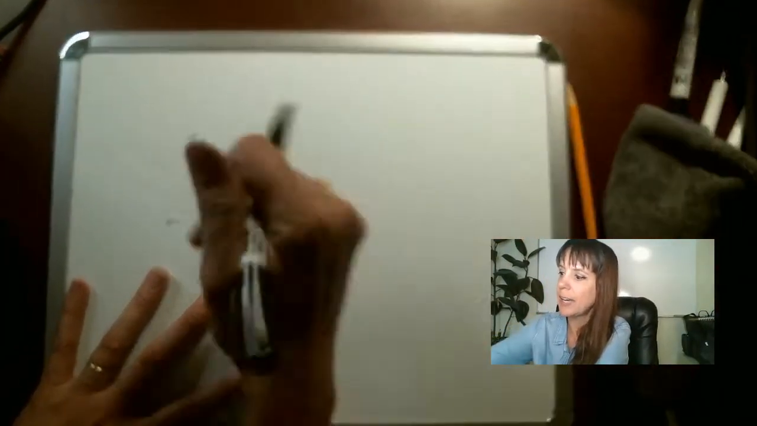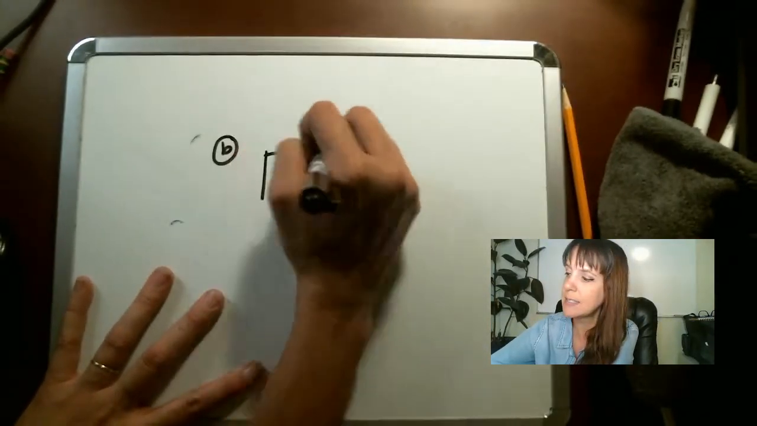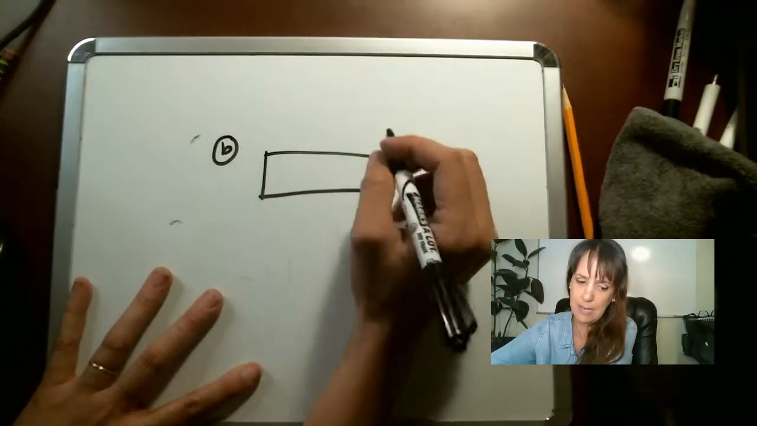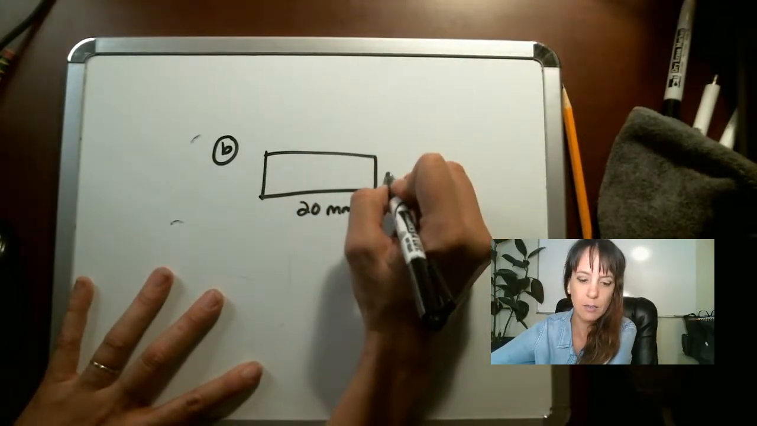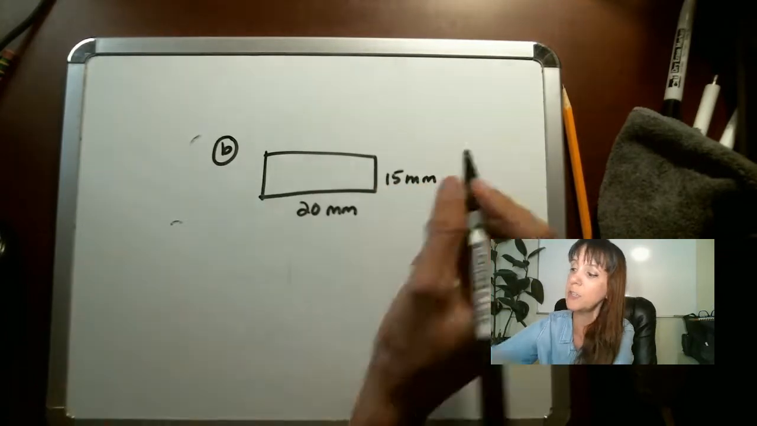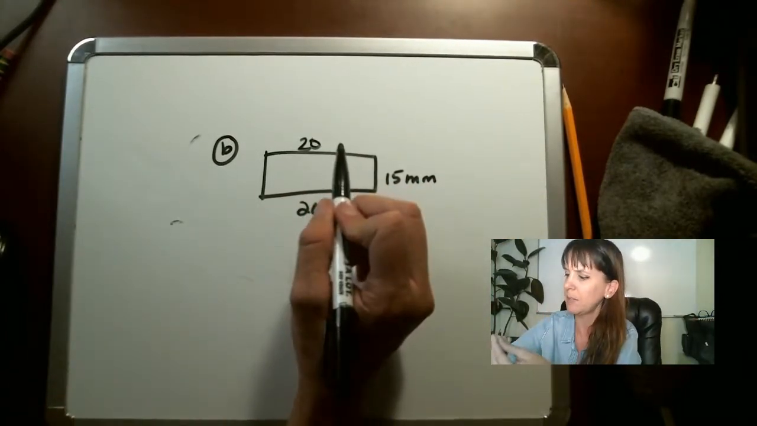Let's take a look at B. The rectangle is not to scale, that's for sure. Does not look like the drawing, my apologies. 15 millimeters. Well, here's the good news. If this is 20, this guy has to be 22. So this is 20 millimeters.